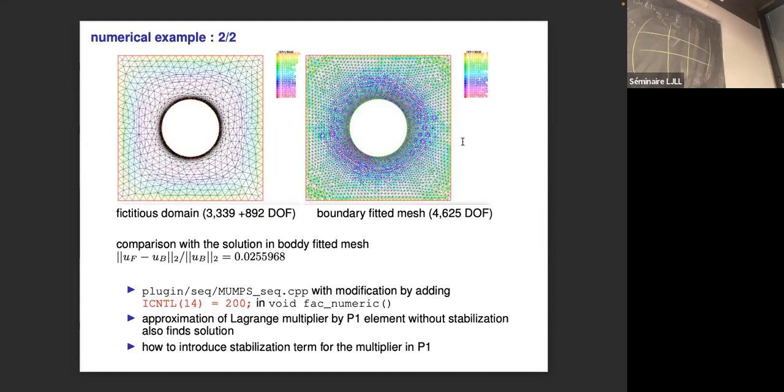To proceed with that, I have to modify the number scope plugin to relax the working rate to 200%. And this is partial. But I'm not yet successful in finding the stabilization method for the Lagrange multiplier that is approximated by P1, because this is not so standard. The Lagrange multiplier is in H minus half, so P1 is not such a good idea. So that is my presentation. Thank you.